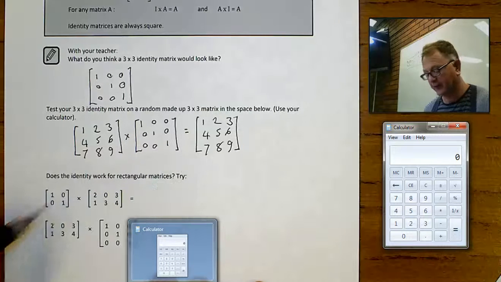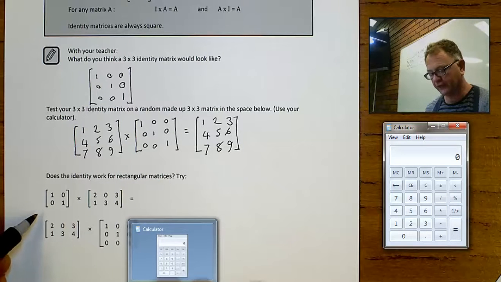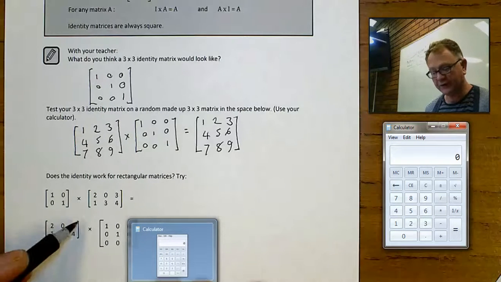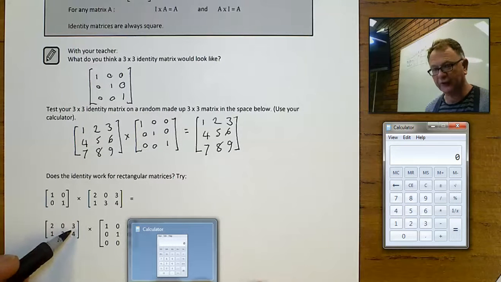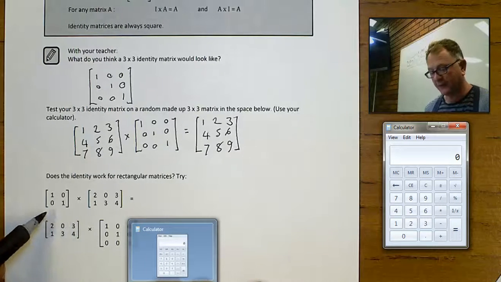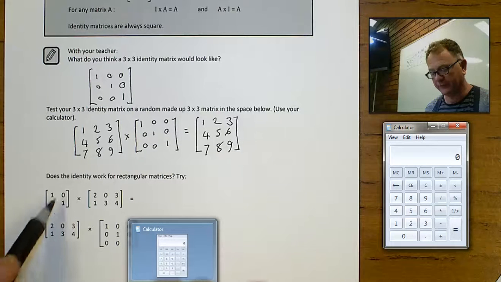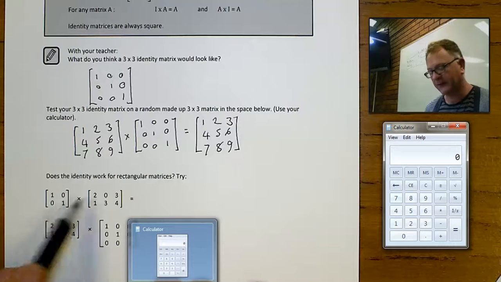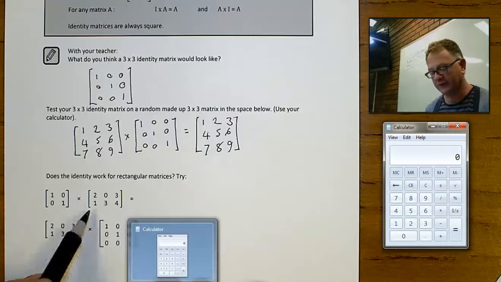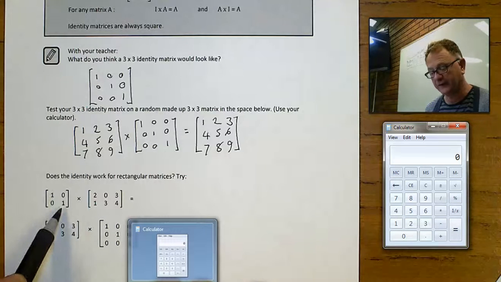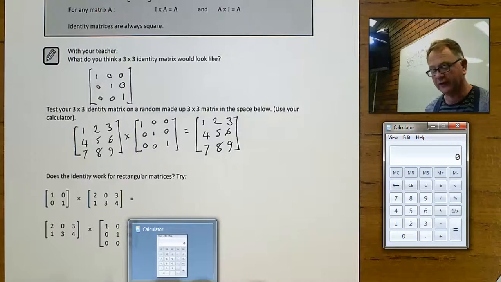Last thing that we're asked to do here is to check that it works. Does it work for rectangular matrices? Now when you're doing this sort of matrix, you should always check. For a multiplication to actually work, the number of columns of the first matrix must match the number of rows of the second matrix. Now this is true. We've got 2 columns, 2 rows, so it should work.